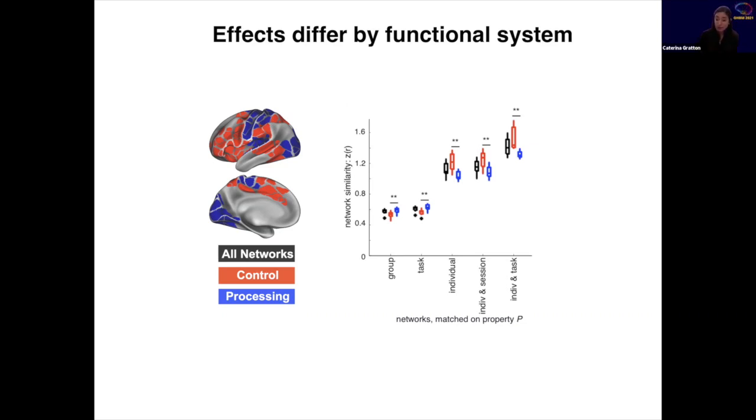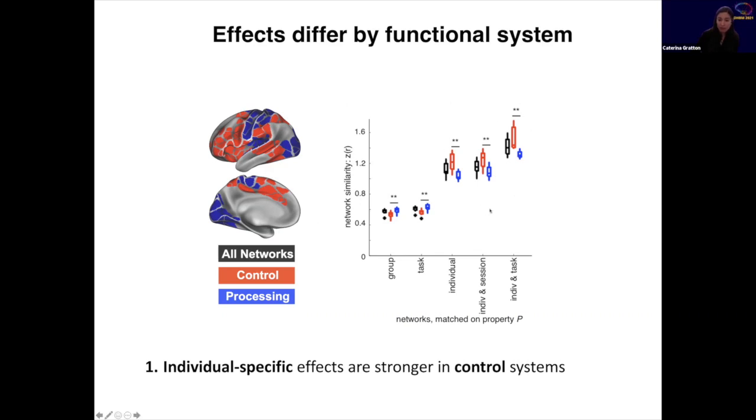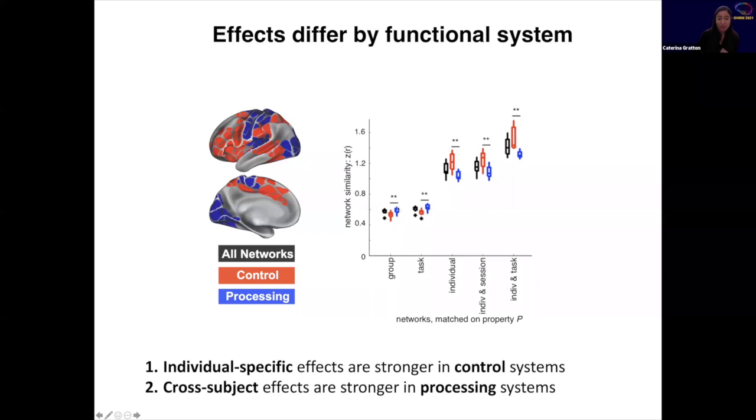And when we look at the patterns from these two systems, we show that they have a similar overall pattern, but do differ significantly, with individual specific effects that are shown over here on the right side of the plot being larger in control systems than sensory motor processing systems. And the opposite effect, cross-subject effect, shown over here on the left side of the plot, being larger in sensory motor processing systems than control systems.